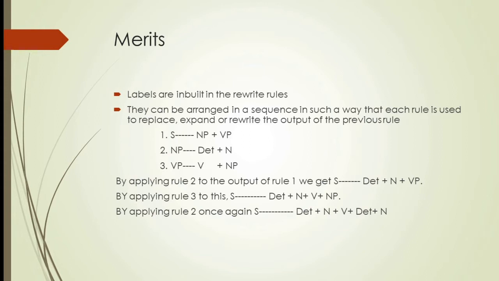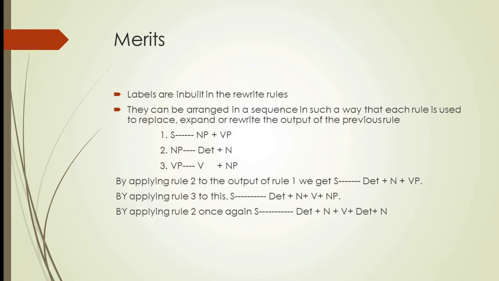So what will be the terminal string? The terminal string will be determiner plus noun plus verb plus determiner plus noun. So what have you actually done here? Here, each new rule that you have written was used in order to replace or expand or rewrite the output of the previous rule.